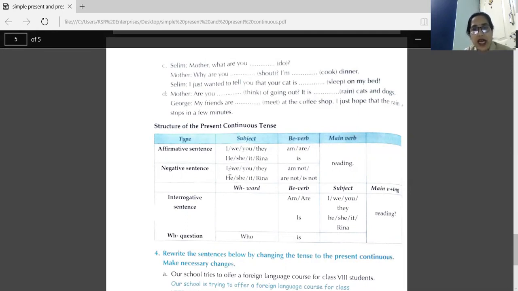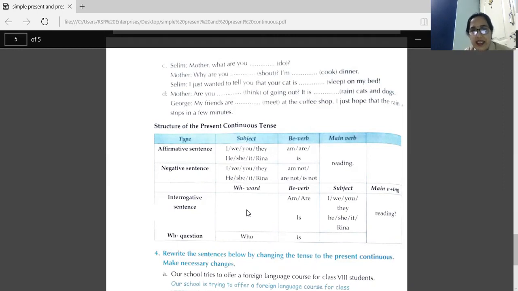Negative one: I, we, you, they, these are the subjects. With that, I am not or we are not reading. With singular, you have to use is not. He is not reading, she is not reading, like this.